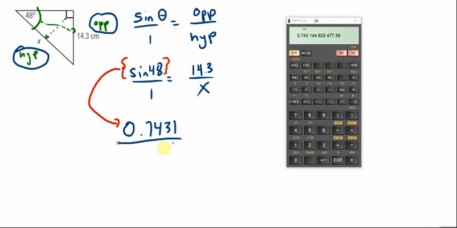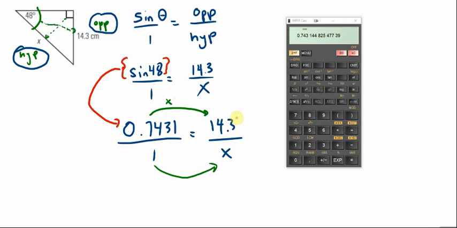0.7431. And that's enough precision we need. Over 1 equals 14.3 over x. Okay, so we're trying to go from 1 to x. We don't know what it is. And logically, this is where it becomes tricky. Like, how do you go from 0.7 to 14.3? Or what do you got to multiply to get from 0.7 to 14.3?